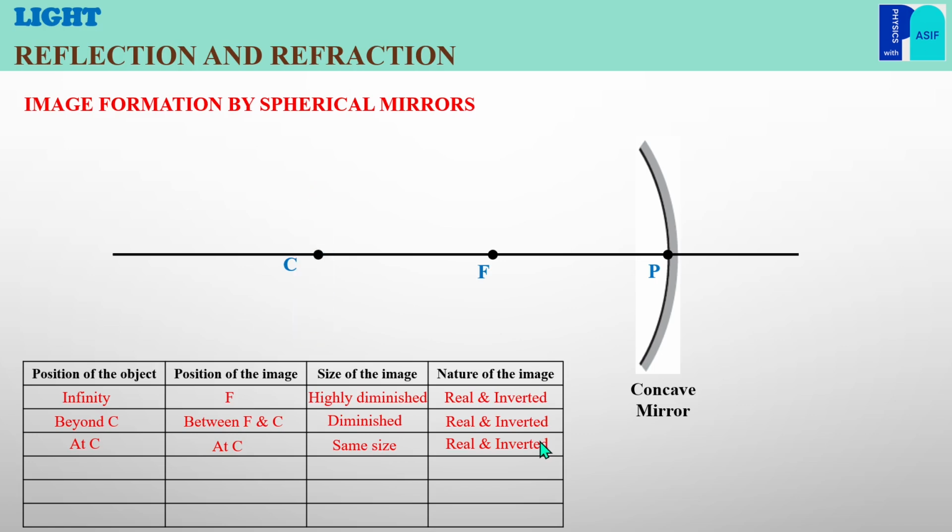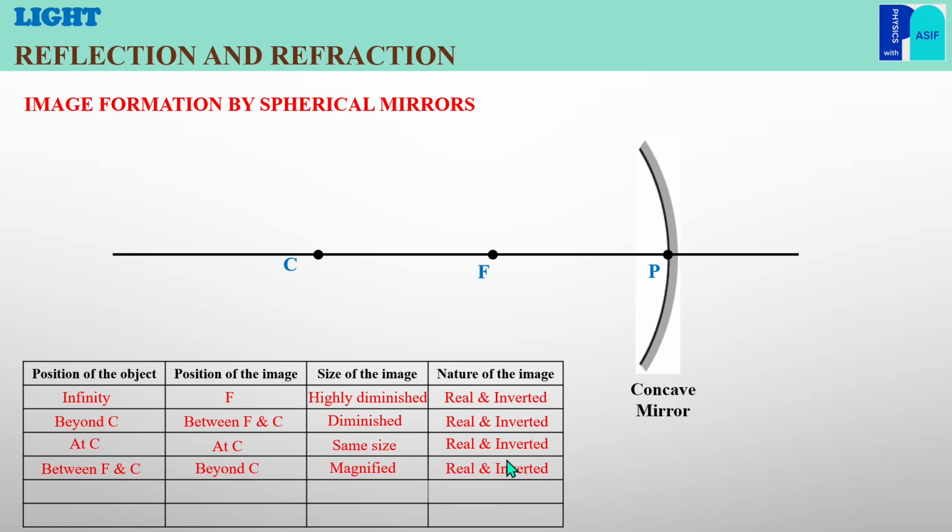Now we move the candle further and place it in between C and F. For this position of the candle we get the image on the screen placed beyond C, and if we compare the size of the image with that of the object, it is slightly bigger. Therefore we note down the observations here. The object position is in between F and C, the position of the image is beyond C, the size of the image is magnified or enlarged, and the nature of the image is real and inverted.